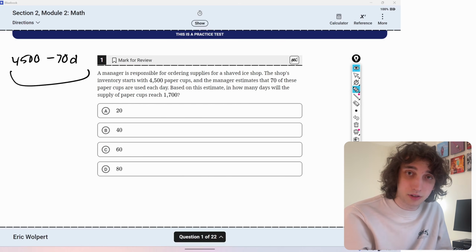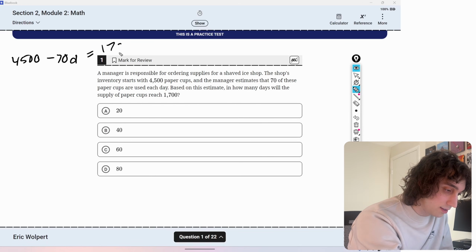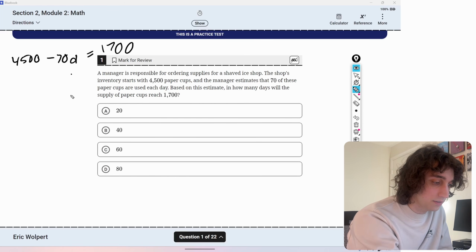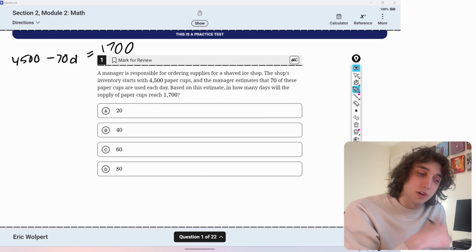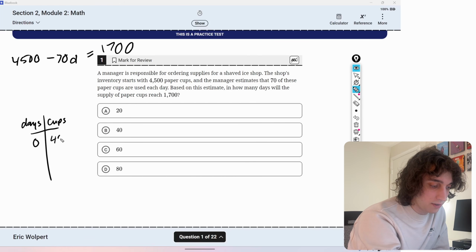So this is referring to the supply of paper cups, and we're trying to figure out what day this number equals 1,700. So this is the equation that we have, and this is just a question of solving for D. If you read this entire paragraph and have no idea what that corresponds to mathematically, when in doubt, set up a table. After 0 days, we have 4,500 cups.